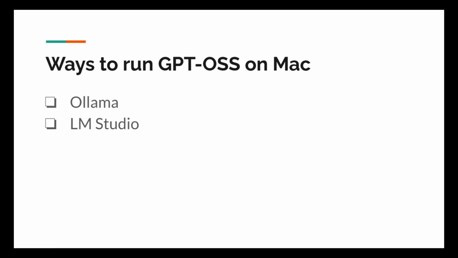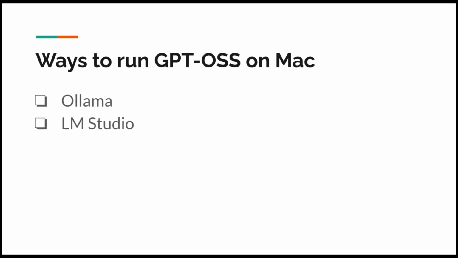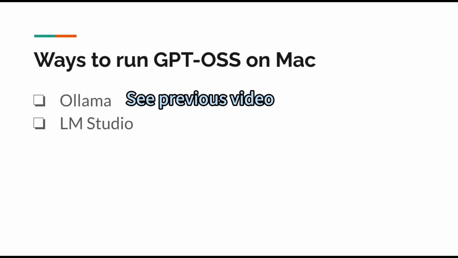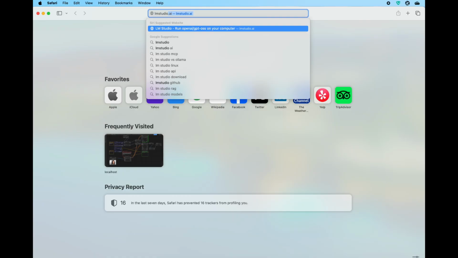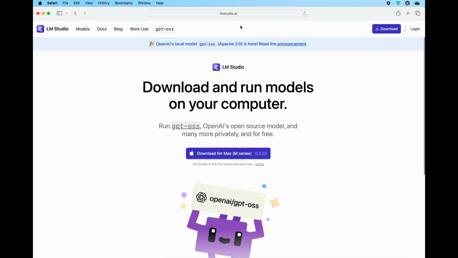There are multiple ways that you can run those models on Mac. Last time I introduced the Ollama application. In this video, I will introduce another very popular application called LM Studio that makes it very easy to run the OpenAI open source models. Open your web browser and go to LMstudio.ai. We'll assume that you have a completely new MacBook. I think it shouldn't need to install anything else. So let's see how it goes.